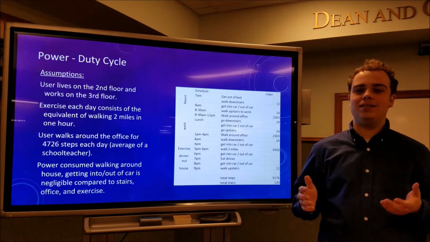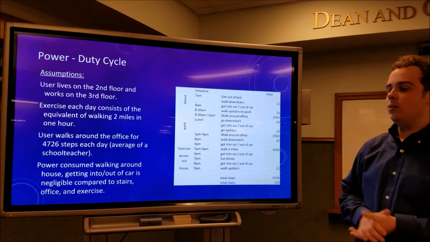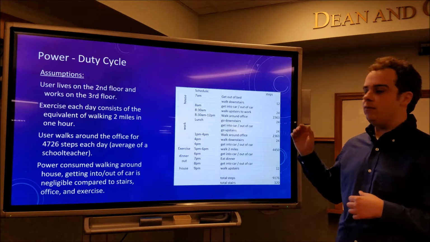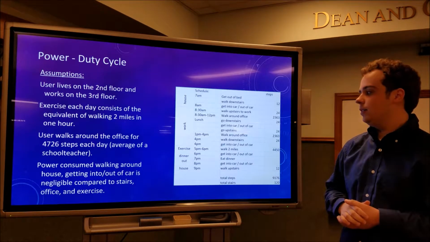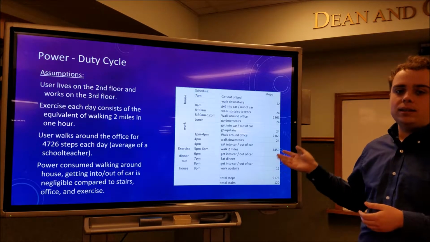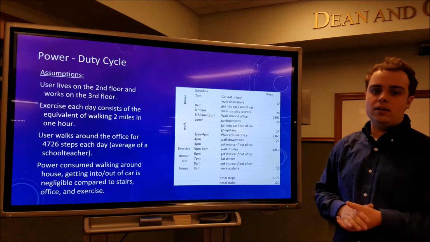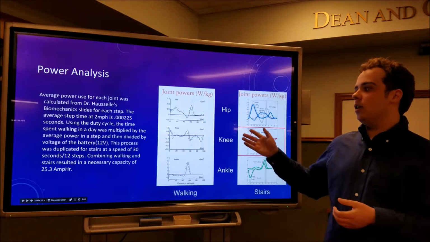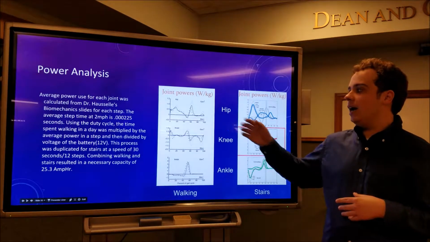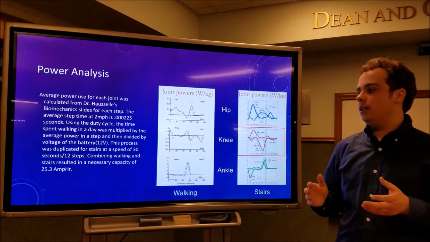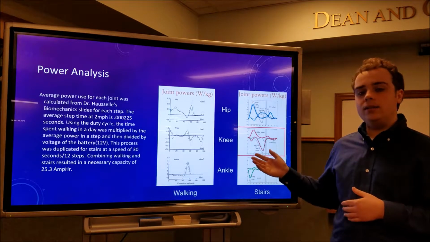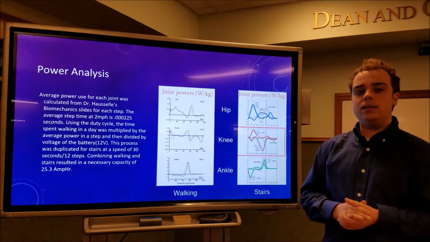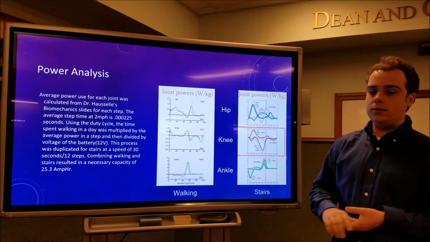Next, I'll be talking about power. To start, we created a duty cycle of when we thought the person would use this device during the day. And this consisted of 3 main functions. First was walking around the office. Second was exercising in the evening, and also the 10 flights of stairs that they'll have to traverse in a day. So to calculate the power, we used Dr. Hassel's slides, and I calculated the average watt for every step. And we multiplied this by the amount of time that we calculated in our duty cycle that they would be walking. And we came up with a needed capacity of 25.3 amp hours.